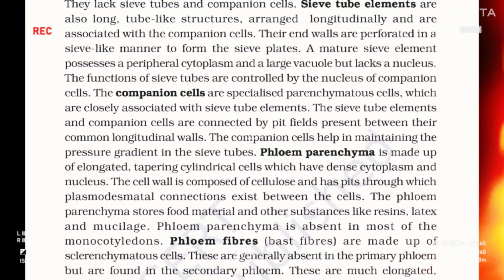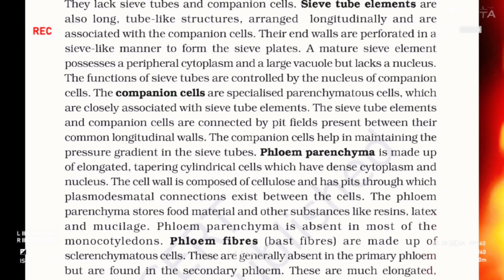The companion cells are specialized parenchymatous cells which are closely associated with the sieve tube elements. The sieve tube element and companion cell are connected by pit fields present between their common longitudinal walls. The companion cell helps in maintaining the pressure gradient in the sieve tube.